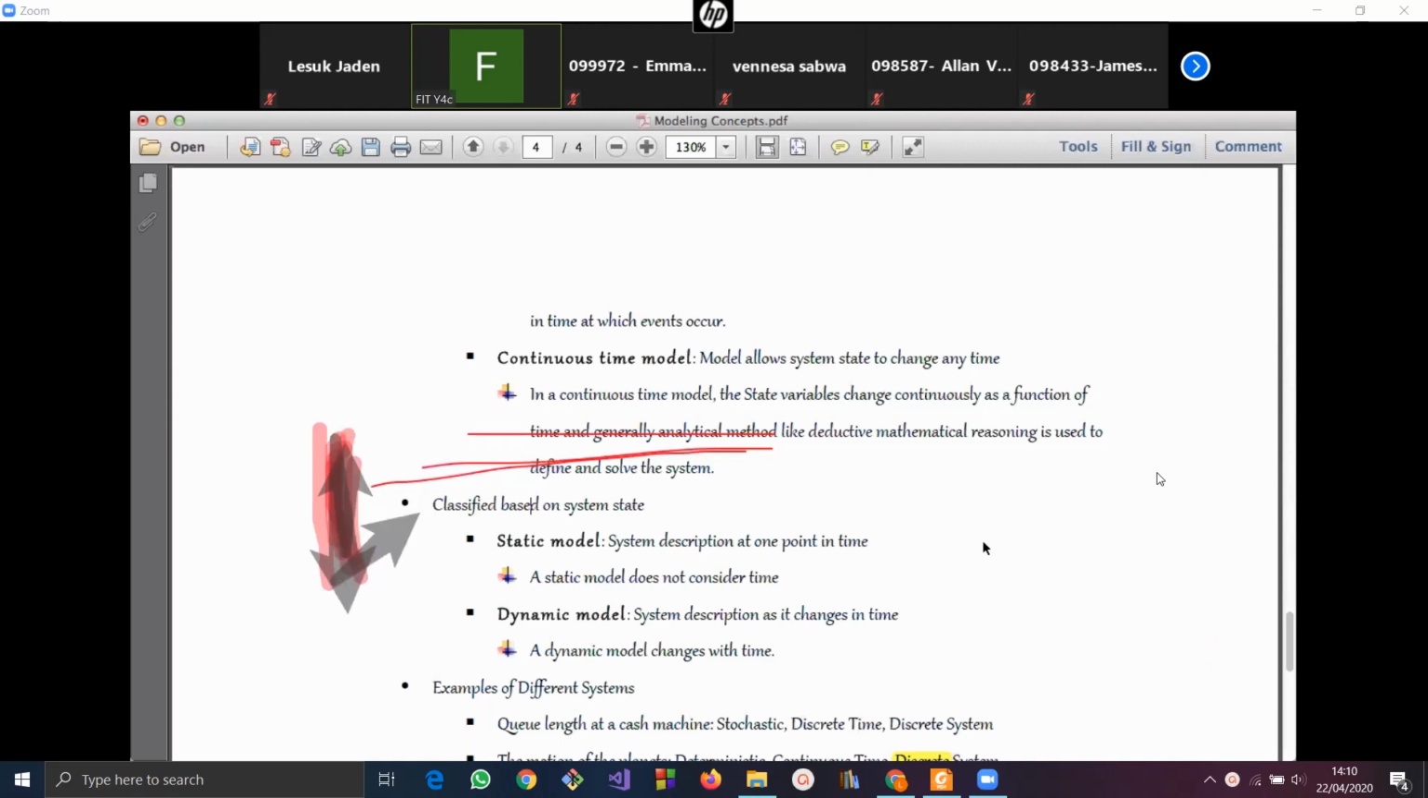In a continuous time model, the state variables change continuously as a function of time, and generally analytical methods like deductive mathematical reasoning are used to define and solve the system. Never mind the aspect of solving.